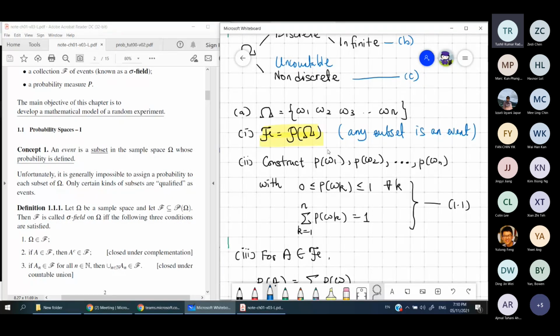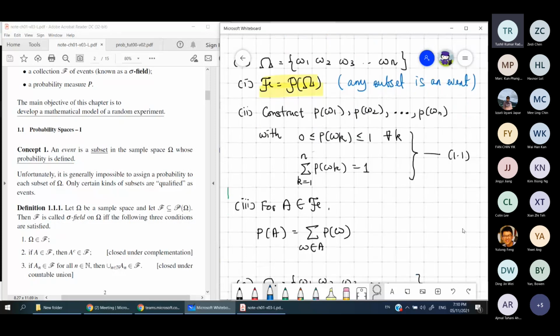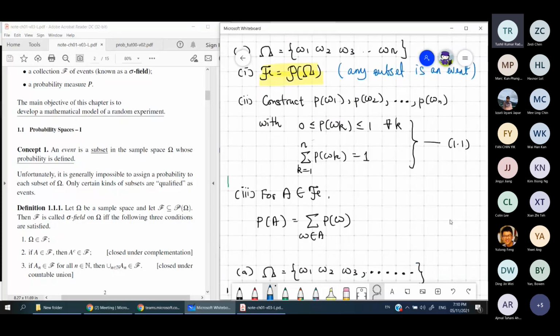Once we have decided what kind of subset is an event, in fact all of them, then we construct the probability. We construct P(omega 1), P(omega 2), up to P(omega n). We assign a value to each of the outcomes, which must fulfill these properties: all the P(omega) are between 0 and 1, and summing all of them gives 1. In general, when A is a subset, we take P(A) to be the summation of all the P(omega) in A.